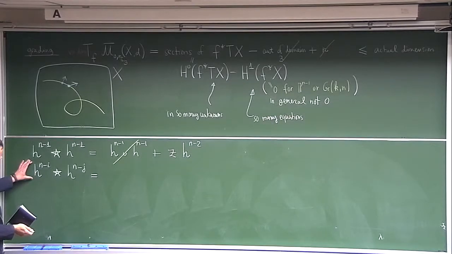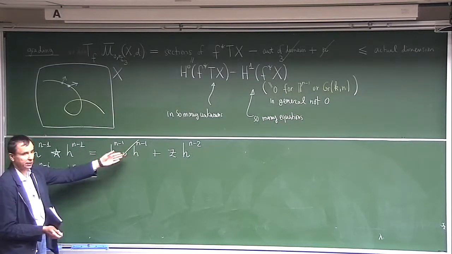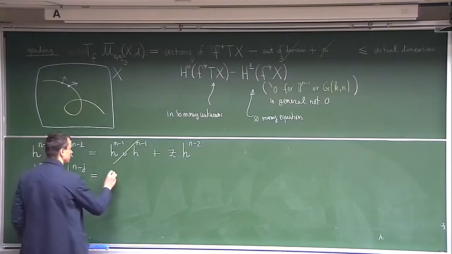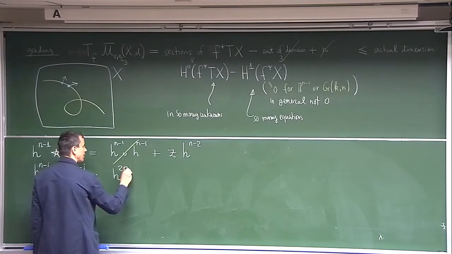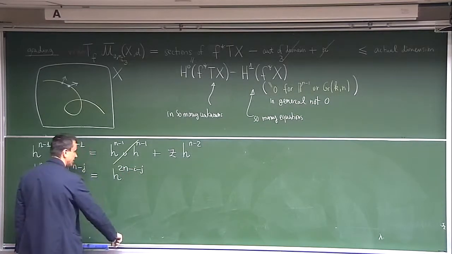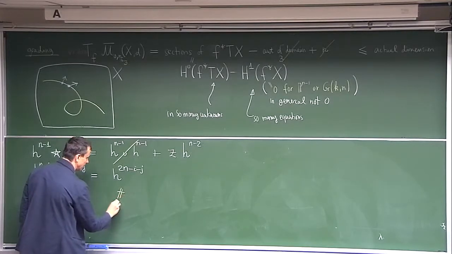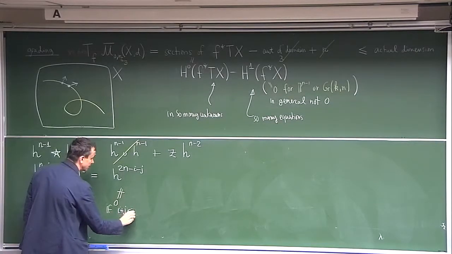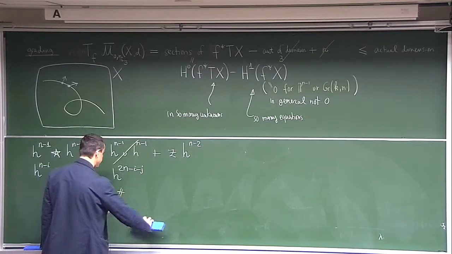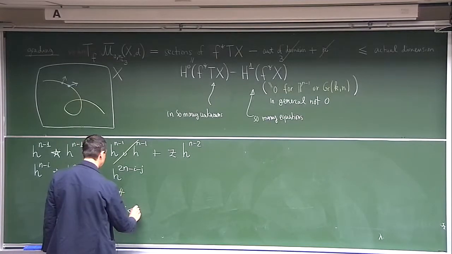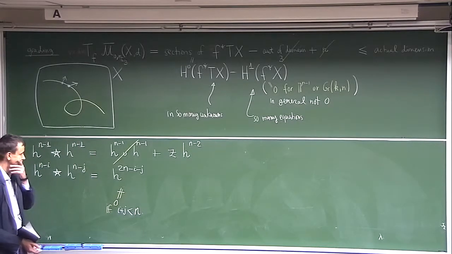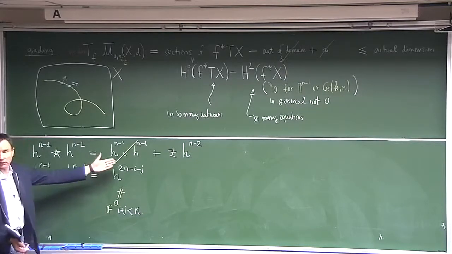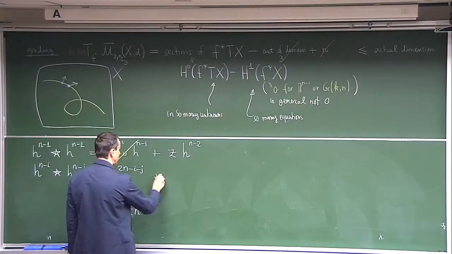Then what will happen? Here could be the cup product, which means I'm going to get H with respect to the cup product. These two things just add, so I get H^(2n minus i minus j), and this is non-zero if i plus j is strictly less than n, because H^n is already zero. Or you can get a term which is a line.